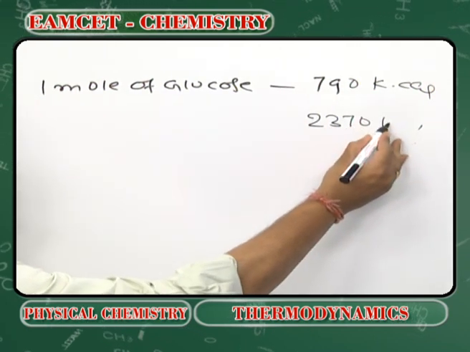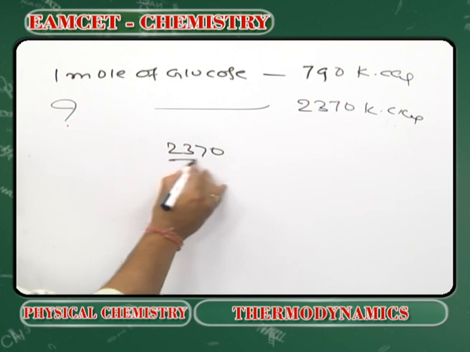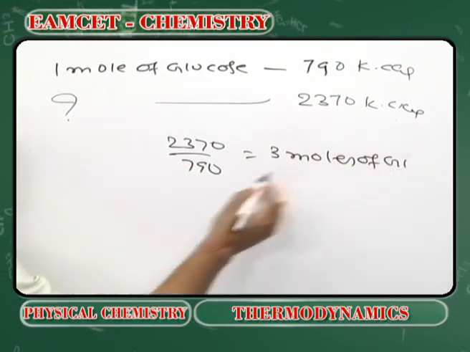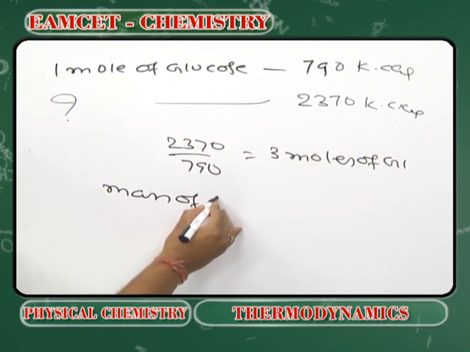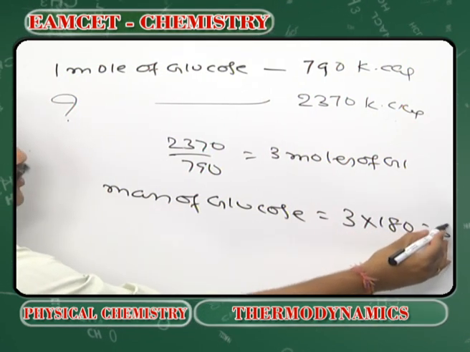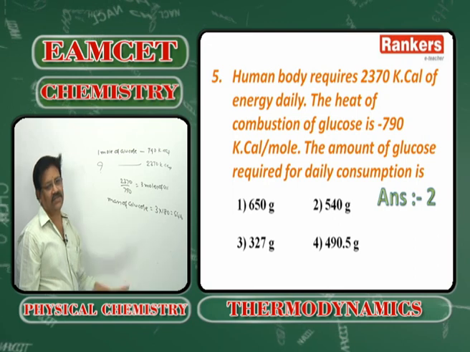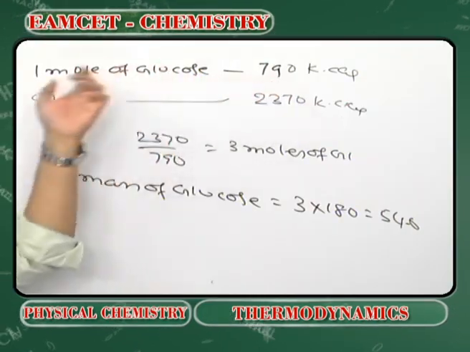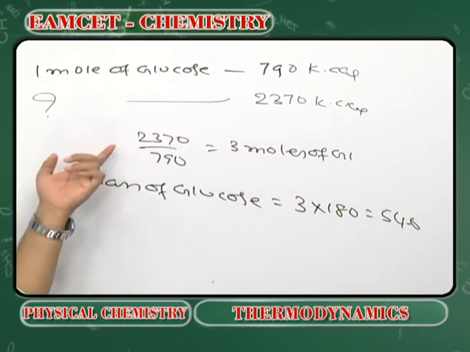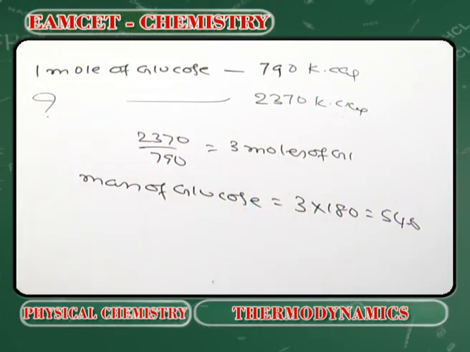2370 kilocalories are given by how many moles? 2370 by 790, 3 moles of glucose. Then what is the mass of the glucose? Mass of the glucose is equal to number of moles multiplied by molecular weight, 3 into 180, that is 540 grams required. Option 2 is the answer. Just a stoichiometry based equation. 790 kilocalories is given by 1 mole, that is 180 grams. 2370 kilocalories, which is required by the human body, will be given by 3 moles of glucose, which comes to 540 grams.